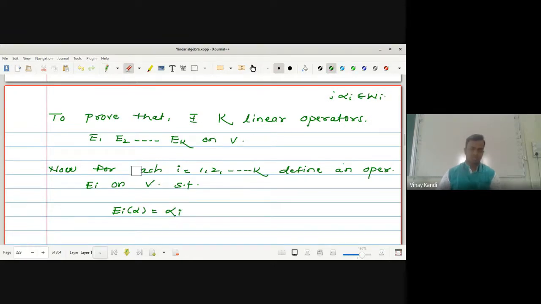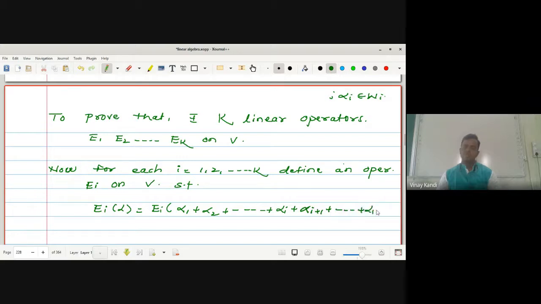Okay, कसा डिफाइन होतो ते पहा. Ei of alpha, okay, alpha belongs to V. So this is Ei as it is. What is alpha? Alpha is the sum of alpha 1, alpha 2 plus up to so on alpha i plus alpha i plus 1 and up to so on alpha k. Okay. हा Ei काय करतोय? ह्या प्रत्येक टर्म्सला 0 करतोय आणि ह्याला फक्त alpha i तसा ठेवतोय. Okay, so that is Ei of alpha is equal to alpha i.